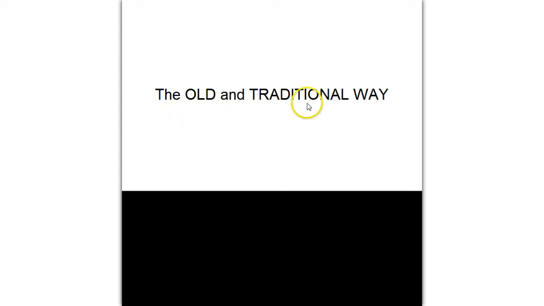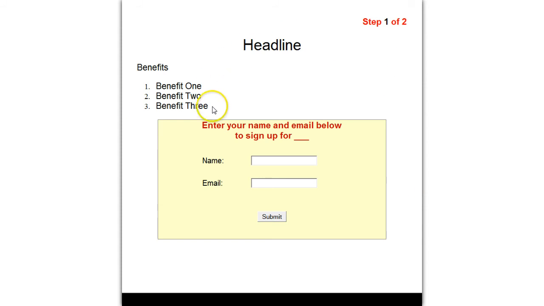So firstly, this is the old and traditional way. This is the real common way that we see even still online. Okay, so first people go to your first page, your squeeze page, right? So this is step 1 of 2, and you have a big headline, you know, how to blah blah blah, and then you have a list of benefits, and then obviously a form trying to convince you to enter your name and email address. So enter your name and email address to sign up for whatever it is, a download, a webinar, a free gift, an ebook, whatever you are trying to get a name and email address for.